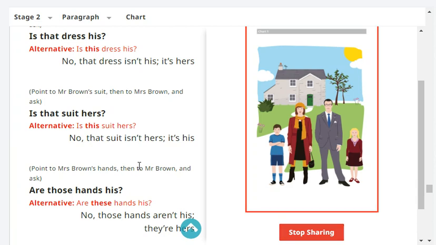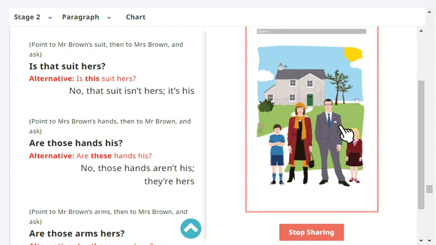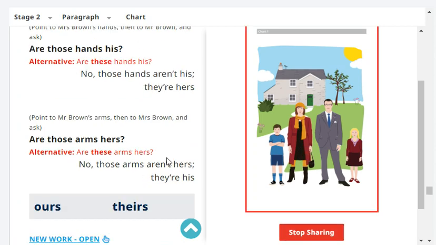Very good. Are those hands his? No, those hands aren't his. They're hers. Very good. Are those arms hers? No, those arms aren't hers. They're his.